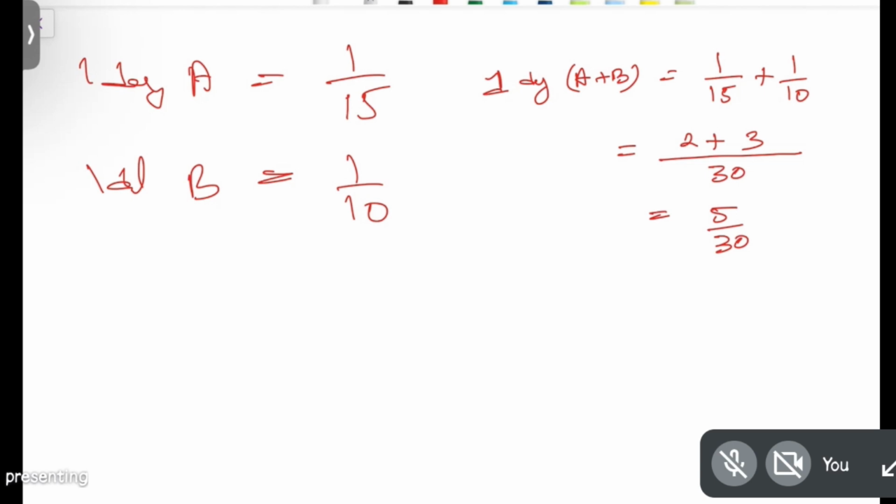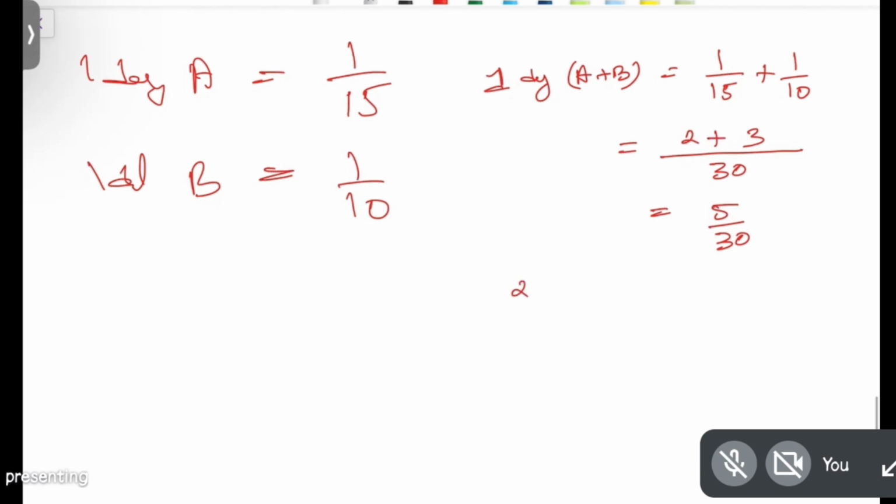So if you work for 2 days, what is 2 days work? I'll just multiply by 2. 2 into 5 by 30. 2 ones are 2, 2 5s are 10, which means in 2 days they are doing 10 by 30, that is 1 by 3. And what did I tell you at the start of this session?